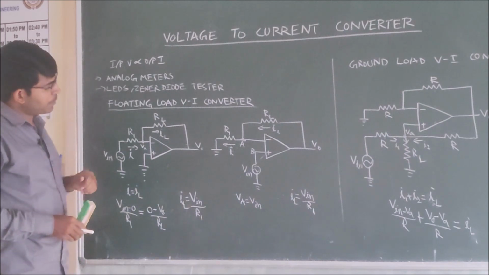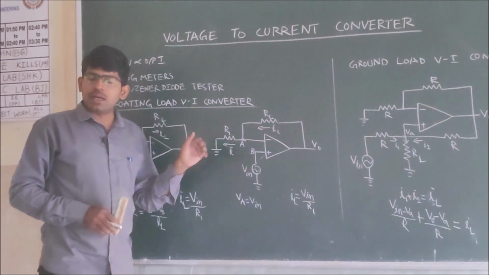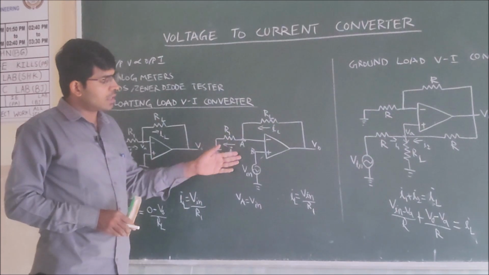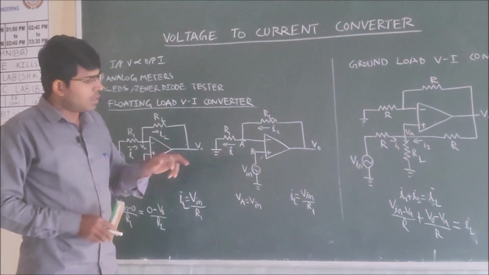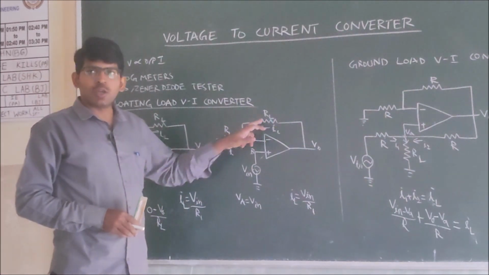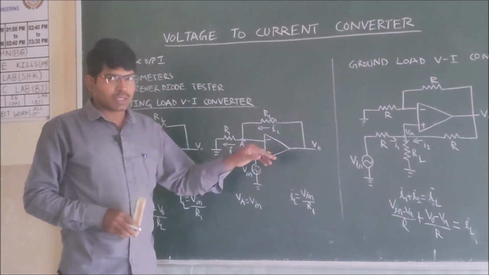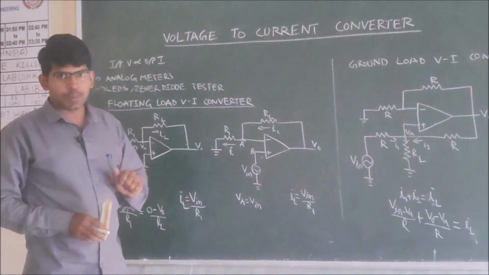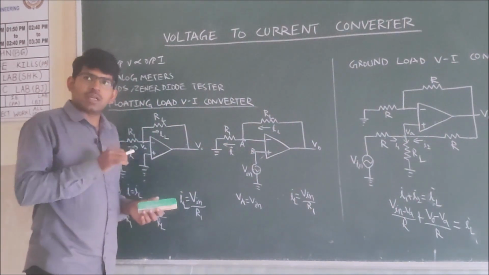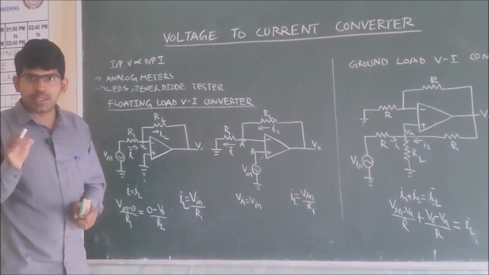Similarly, when we are operating the operational amplifier in the non-inverting mode, here the floating load will be like this. No ends, both ends are not physically connected to the ground. Now we have to check the relationship between the output current and the input voltage.